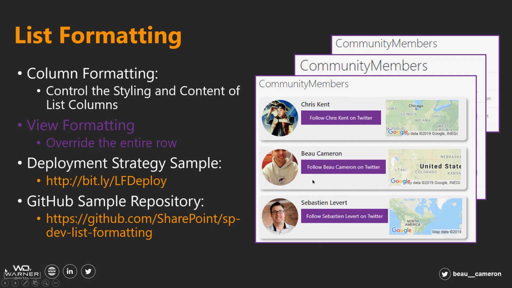And so what does it look like if we do list format or view formatting? I can override the entire row. So here I've actually connected out to Google, showed a map, created a button, pulled in the profile picture, and this is all just using list data. I've not changed anything. I've not installed any degree of compiled or packaged code. And there's all kinds of samples that you have access to in that GitHub repository.